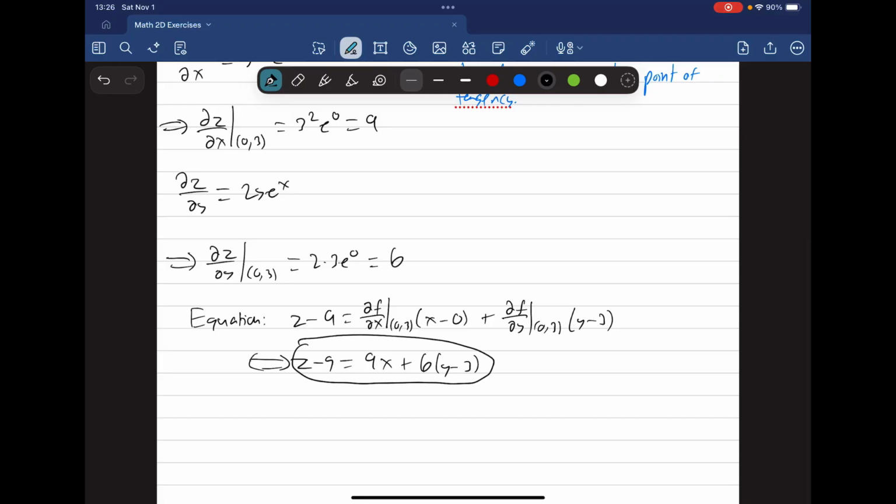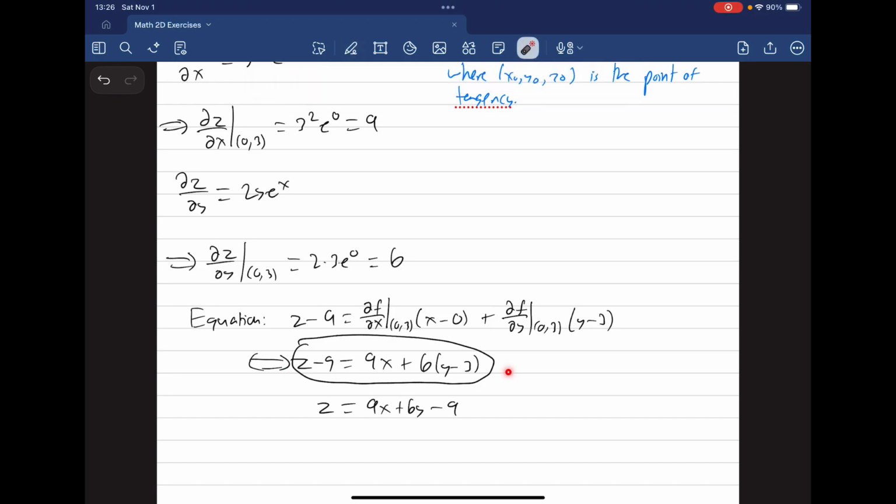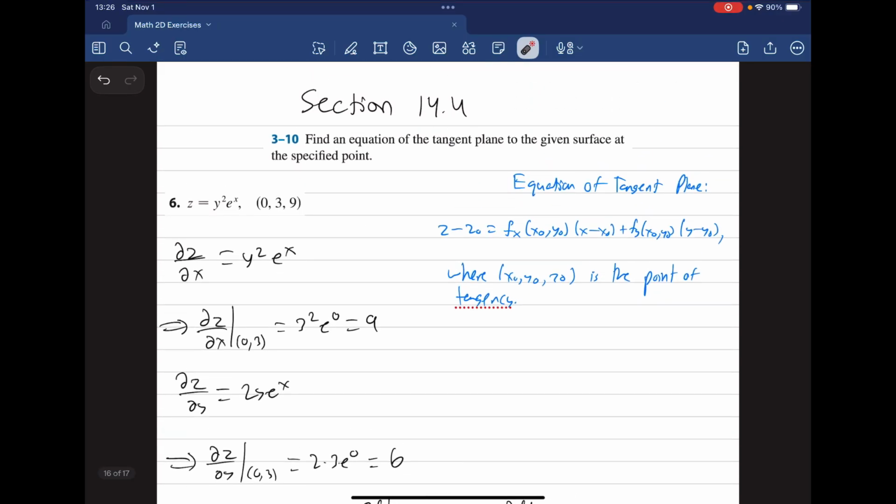If we wanted to, we could simplify this a bit, just make it look like a function of z. This would look like 9x plus 6y, and then 6 times negative 3 is negative 18, plus 9 is negative 9. So this will be z equals 9x plus 6y minus 9. But I think it's okay to just leave it like this. All right, so that's the first problem. Let us now move on to the second problem.